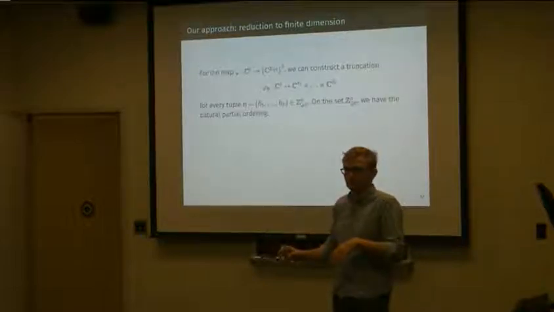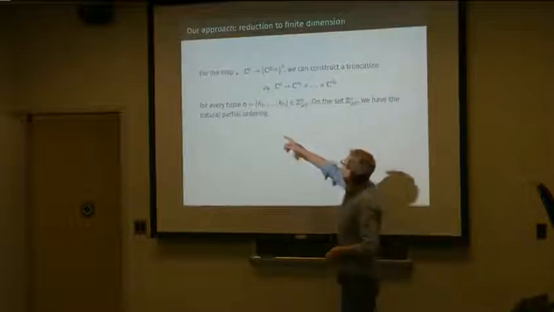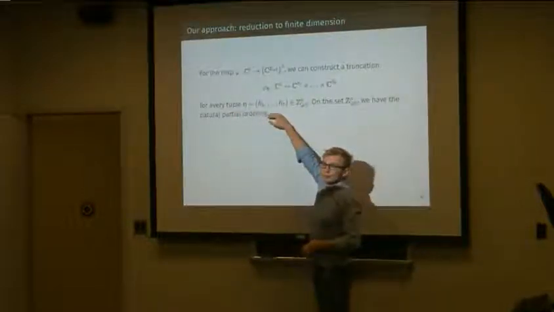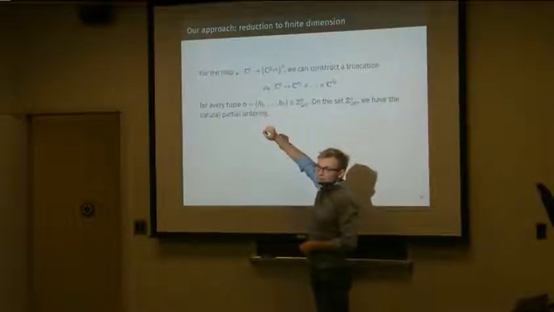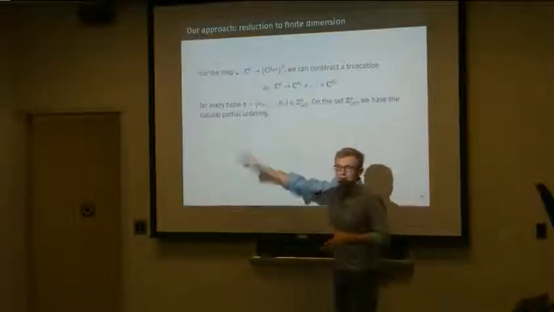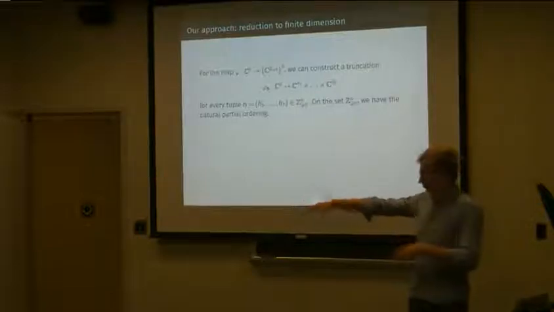What do you mean we can truncate it? Yeah, starting from this map and taking some tuple of non-negative integers, we can construct a polynomial map between finite dimensional spaces from our initial map, just ignoring some coordinates of the image.